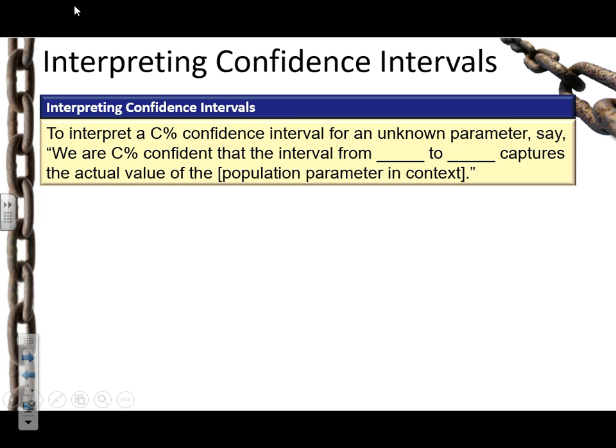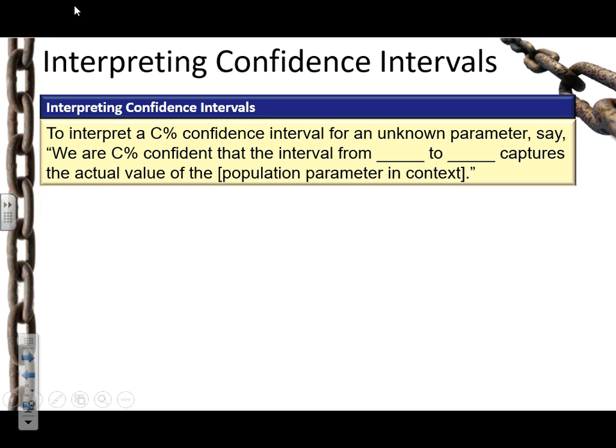So if you're working with a 95% confidence interval, you would say we are 95% confident that the interval from whatever the low value was to whatever the high value was captures the actual value of the proportion of whatever, or captures the mean of whatever. So what was the actual parameter of interest? So when you're asked to interpret a confidence interval, this is kind of the blanket statement you use to interpret it.